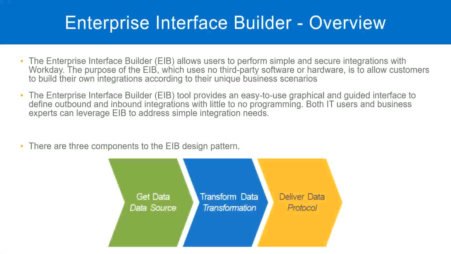So what we are going to do is we are going to configure these 3 steps. Get data. Where are we going to get the data from? That is something we have to configure. Do we need transformation? If yes, configure that. If no, leave it blank. And then deliver the data. How are we going to send the data to an external system? So we have to configure that as well. So once we do these 3 steps, our EIB is ready. We are going to start exchanging information from Workday with an external system.